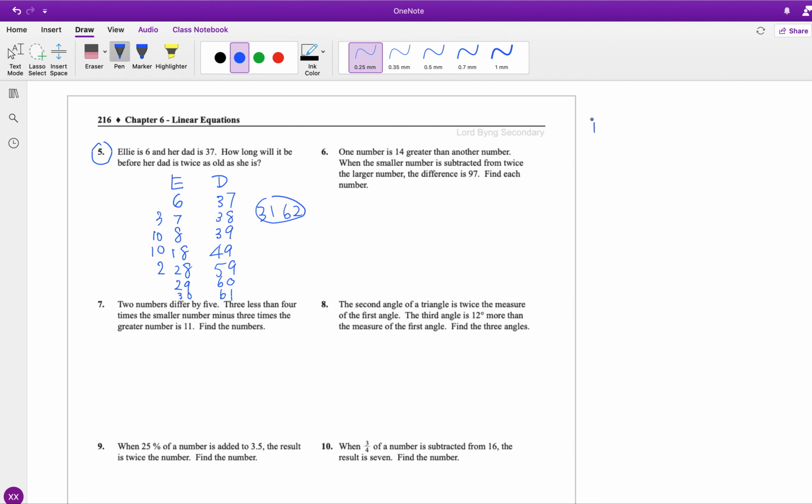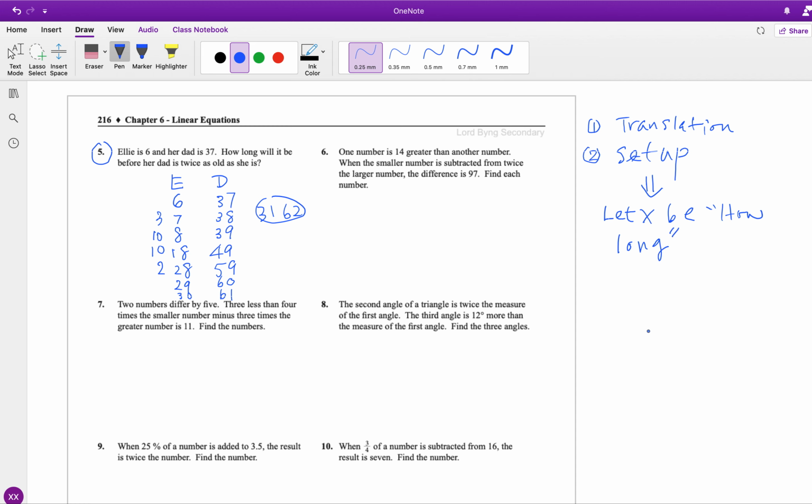So set up a variable. This also means, as far as I'm concerned, whatever the question asks, that's your variable. So how long, that means how long is my variable. So let X be how long. Whatever the question asks, it is your variable. So let X be how long, right?